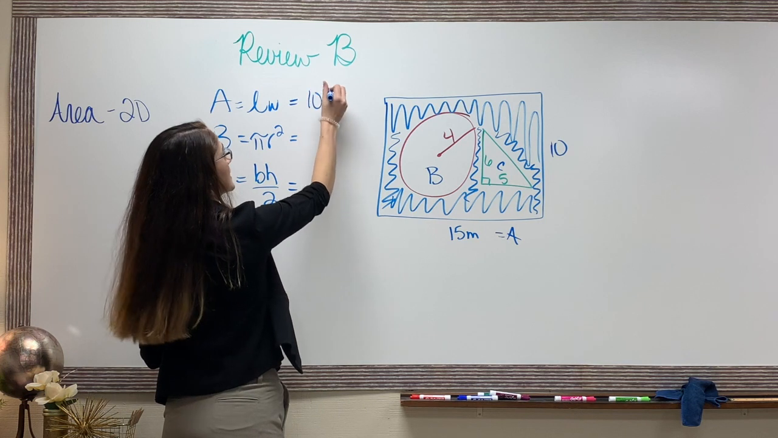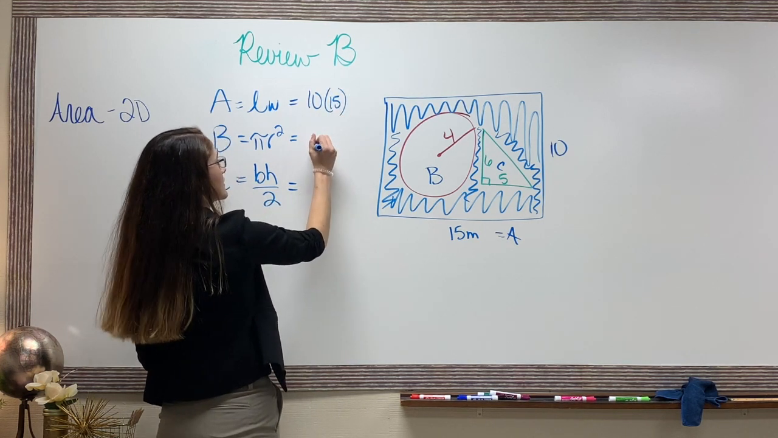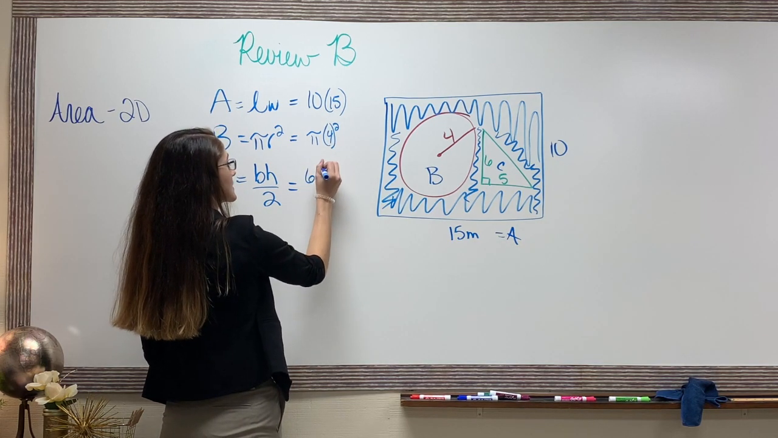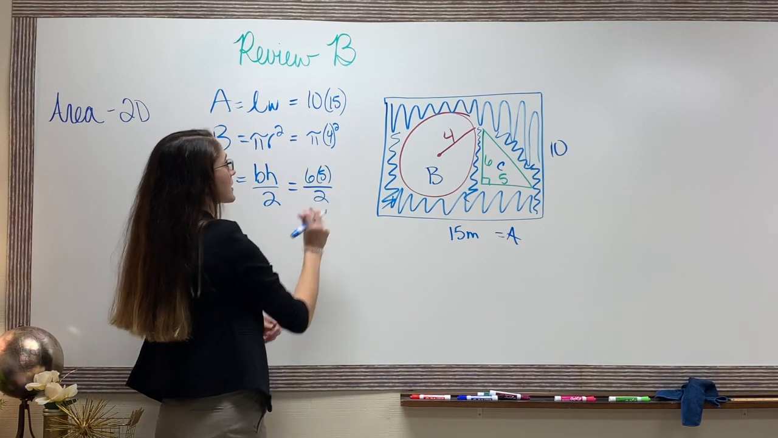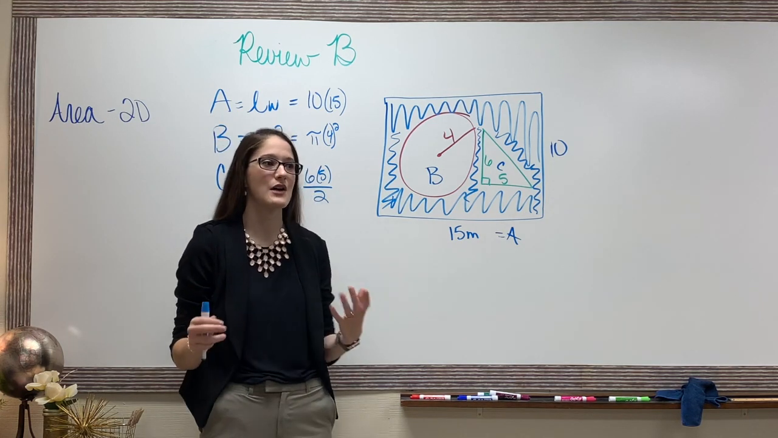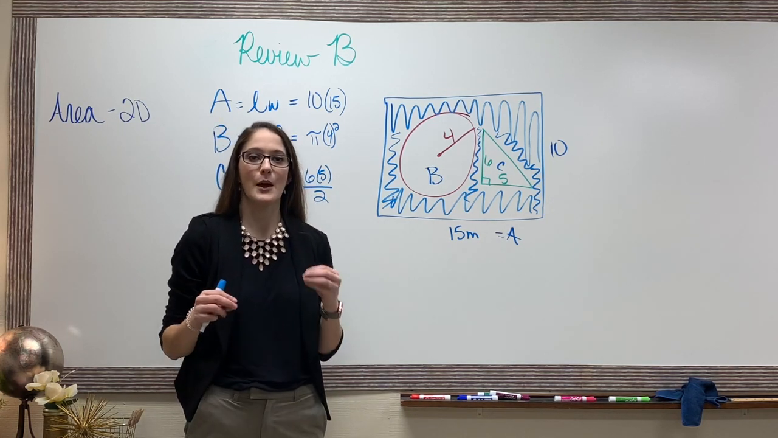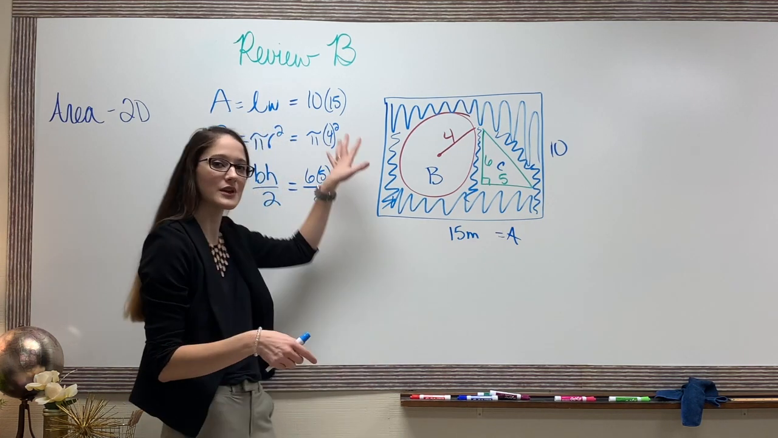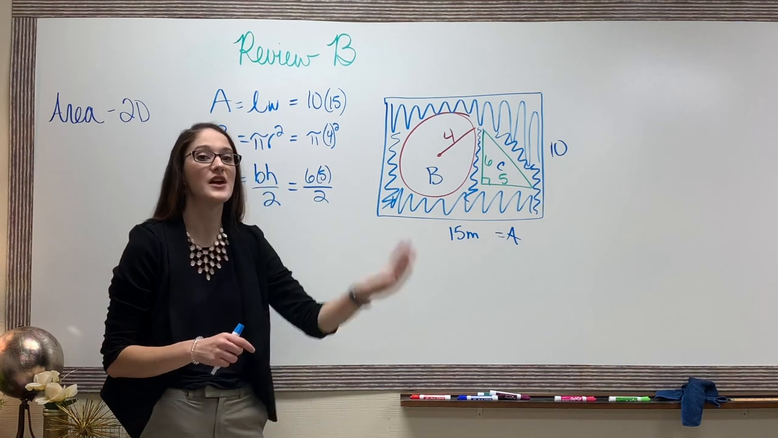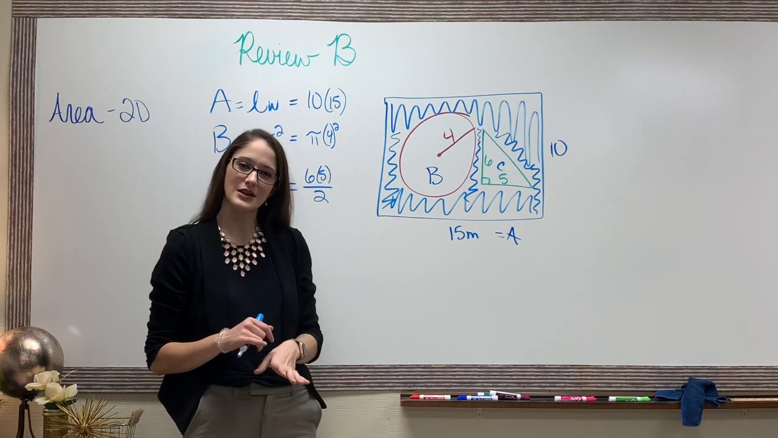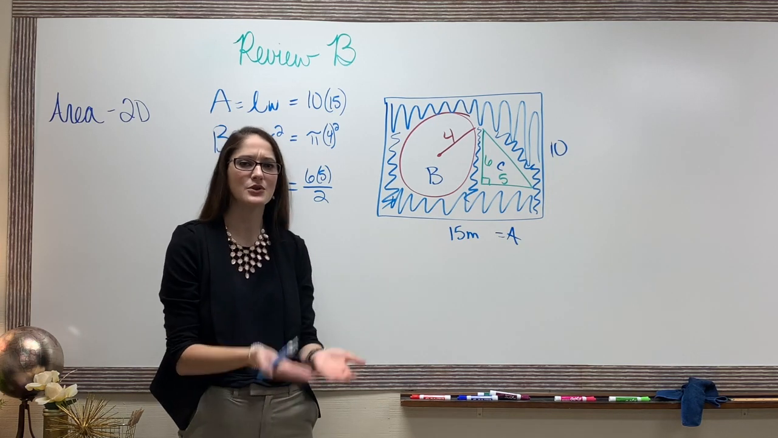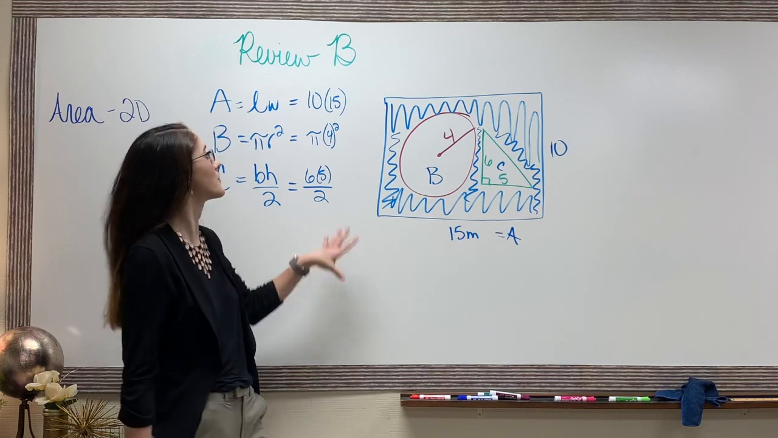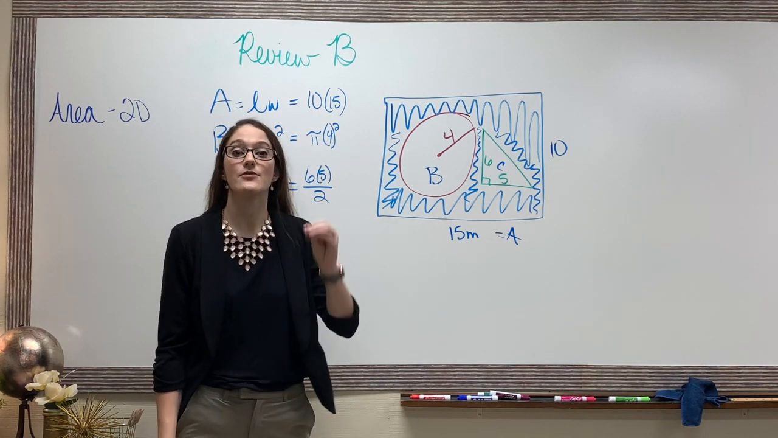Length times width, we have 10 times 15, and then we have pi 4 squared, and then we have 6 times 5 divided by 2. Notice up until this point, we haven't really had to do any difficult mathing. If we take our time and we set up the whole problem and we get all of these values plugged in and then we start to math, it doesn't look as intimidating. But if you try to do it all in one big step, it can be a little overwhelming. That's why I like to take my time, set it up, get everything plugged in, and then solve.